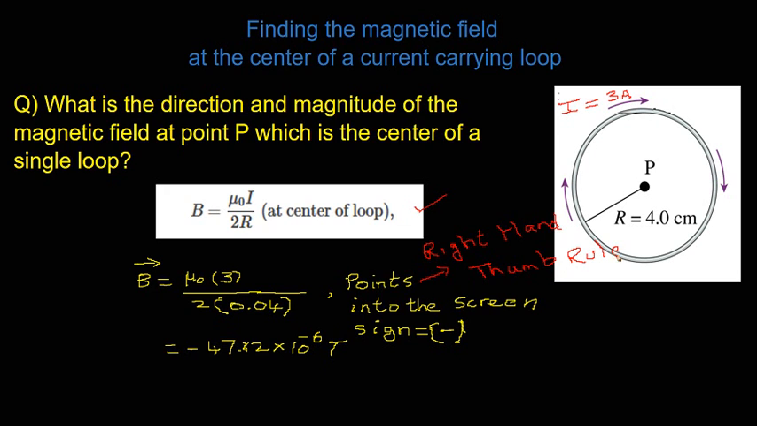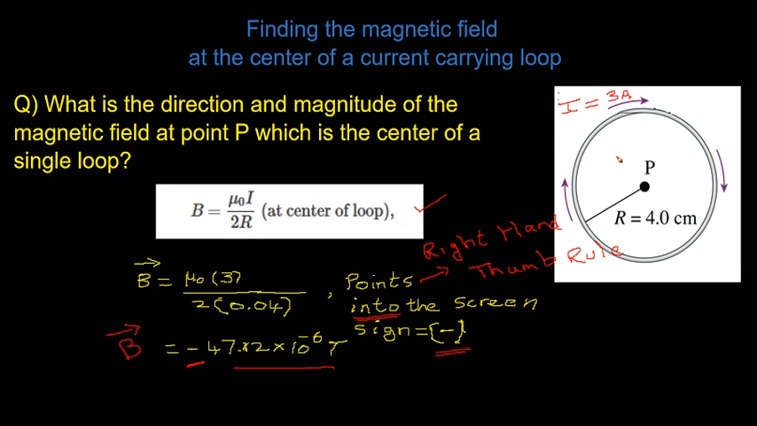Also, because the sign of the field can be obtained by knowing the direction, that is going into the screen is conventionally noted to be a negative sign in the field. That's why our total magnetic field at the center, along with the direction and the value, is given by this.